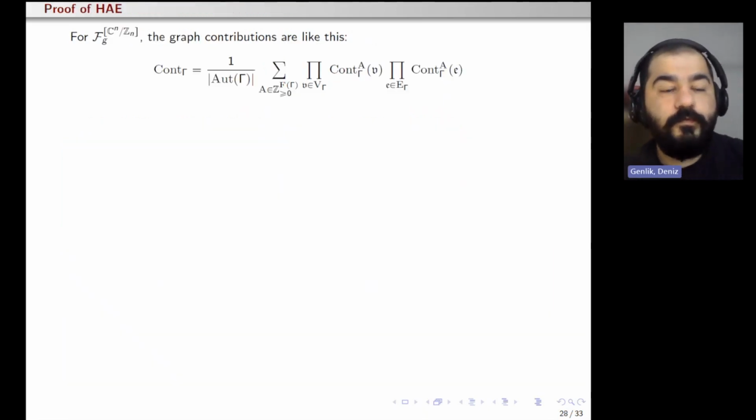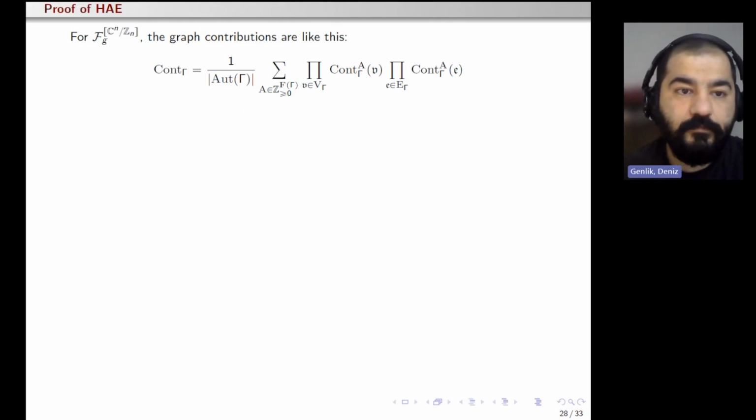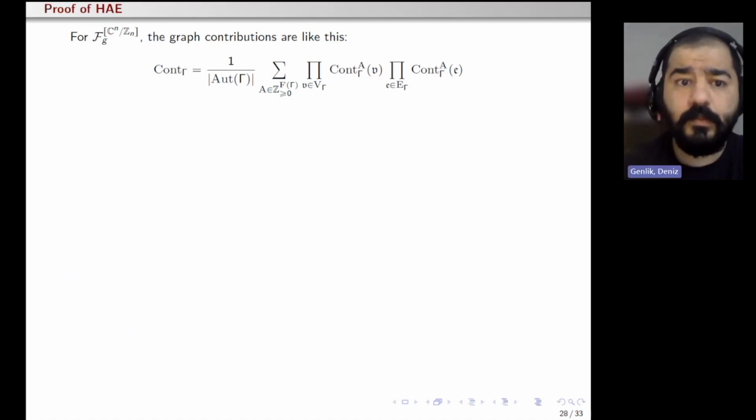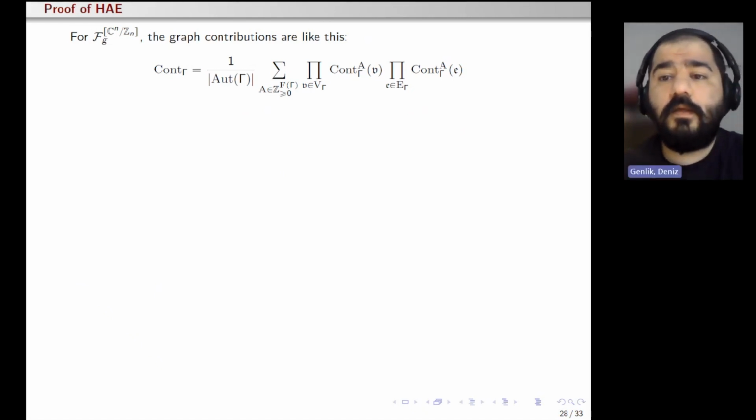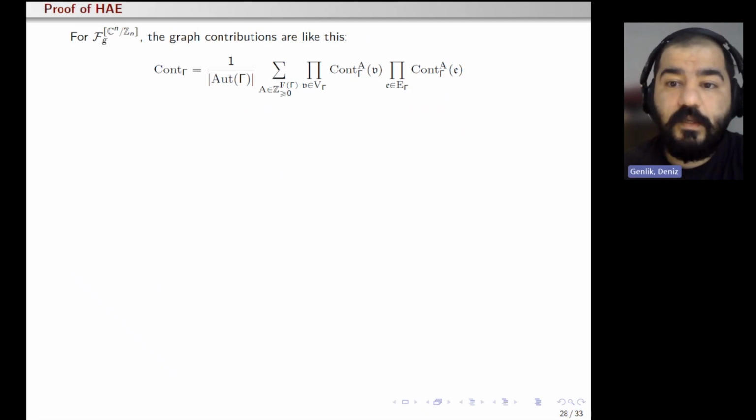So if you don't have any insertions, if your m is 0, if you're just considering F_g's here, there are no legs, because legs correspond to marked points in a stable graph, edges correspond to nodes, and vertices correspond to the irreducible components. Since we don't have any insertions, that means in our source curves we don't have any marked points, and we don't have any legs here, so we only have vertices and edges.